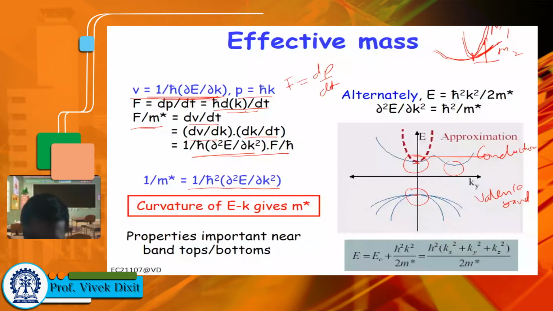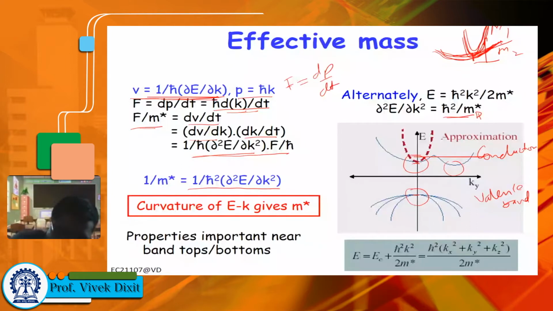You can see here, this one has less curvature. d²E by dk² is ħ²k²/2m, so d²E/dk² will be ħ²/m, right? So if m is less, the double derivative is more, right? So sharp curvature. For smaller m we will have sharp curvature. For larger m we will have not so sharp curvature. It will be more broad.